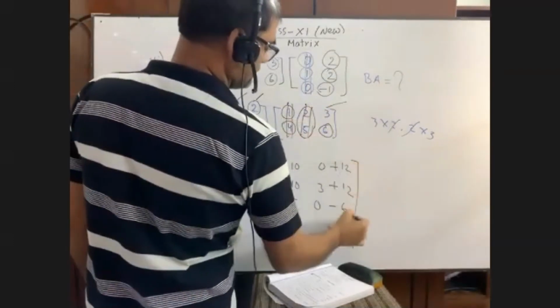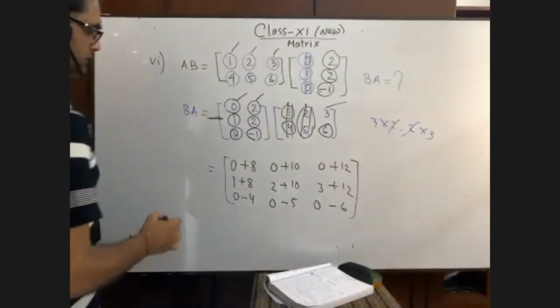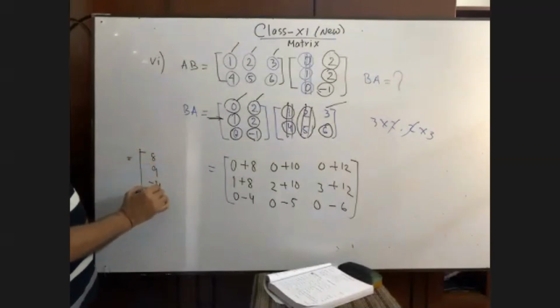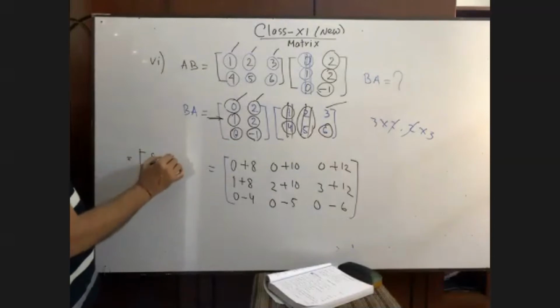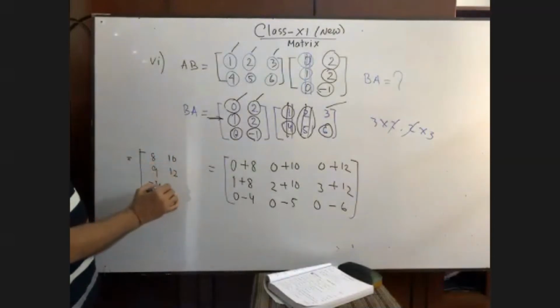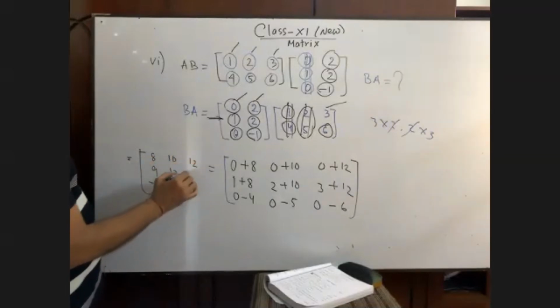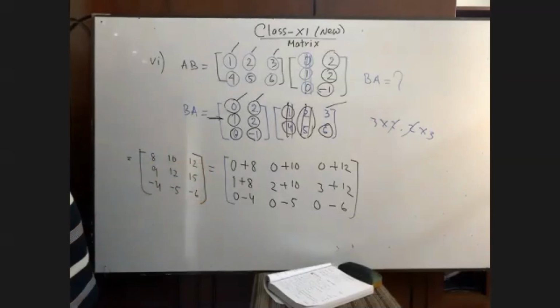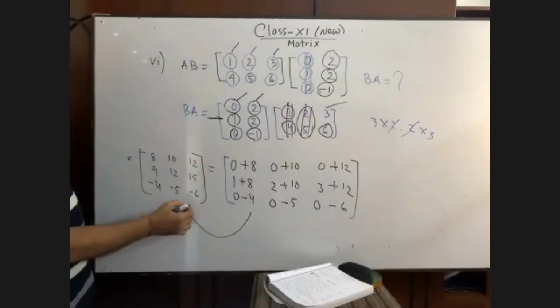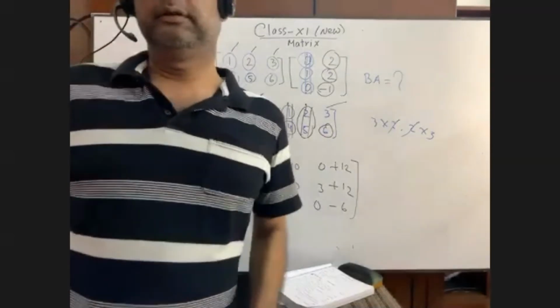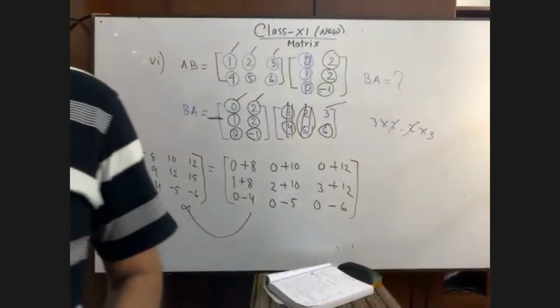Now you please calculate it to get the result. What is the result? Can you tell me please? 8, 9, minus 4, right? 10, 12, minus 5, then 12, 15, minus 6. Is it so for you? Talk to me.